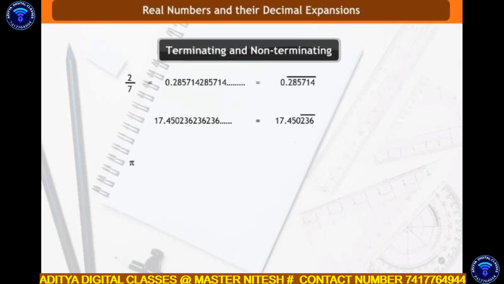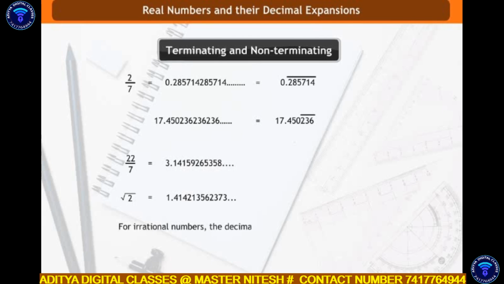The approximate value of pi is 22 by 7. The decimal expansion of pi is 3.14159265358 and so on, which is non-terminating and non-repeating. In the same way, the decimal expansion of the square root of 2 is 1.414213562373 and so on, which is non-terminating and non-repeating. For irrational numbers, the decimal expansion is non-terminating and non-repetitive.